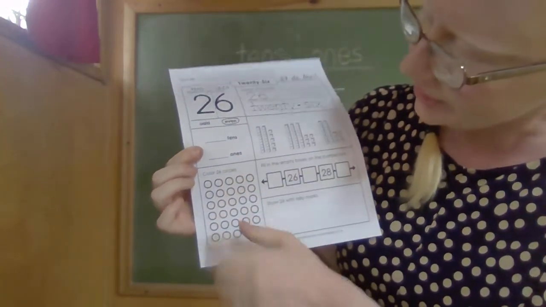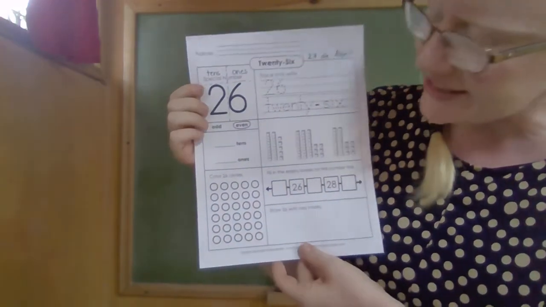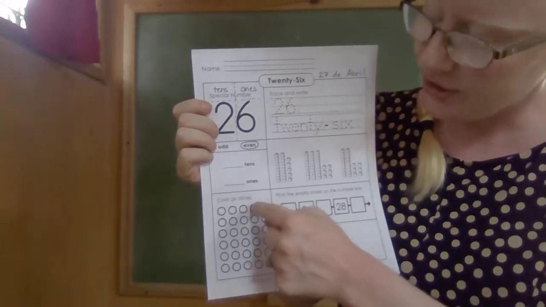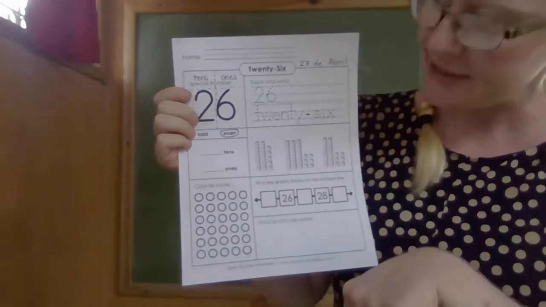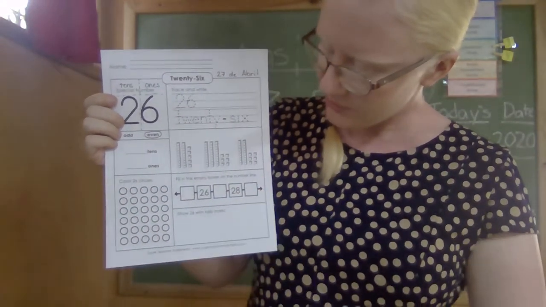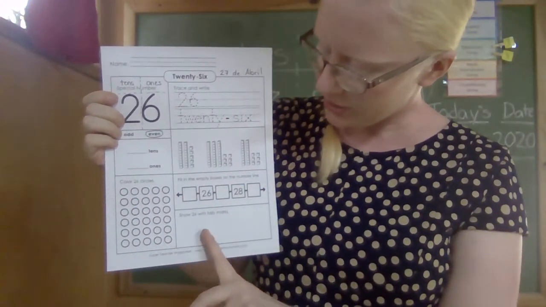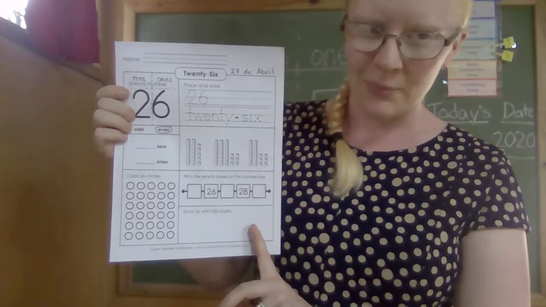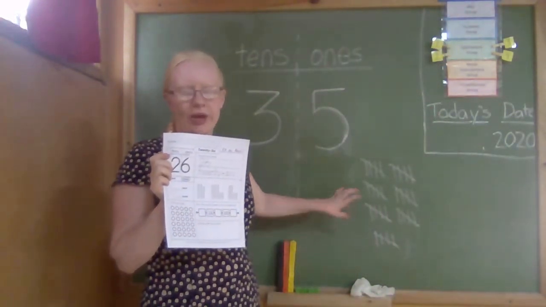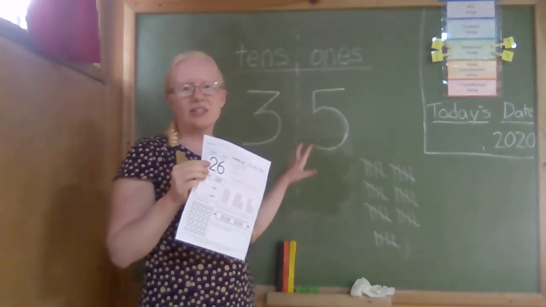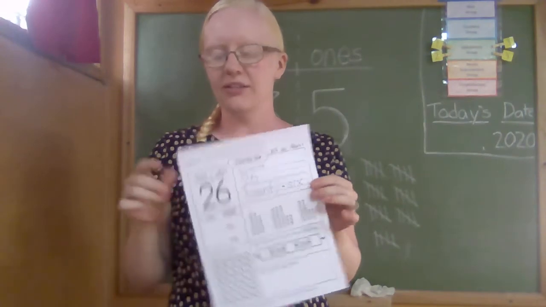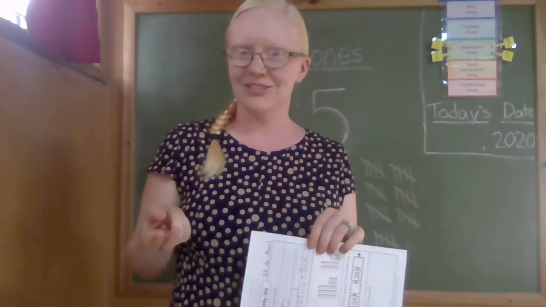Down here it says color 26 circles. So you've got to count 1, 2, 3, 4, 5, and color 26 of those circles. You're going to fill in the missing numbers and then make your tally marks for the number 26, just like we did right over here. So you're going to use these strategies for your worksheet on Monday, lunes, and your worksheet on martes, Tuesday.